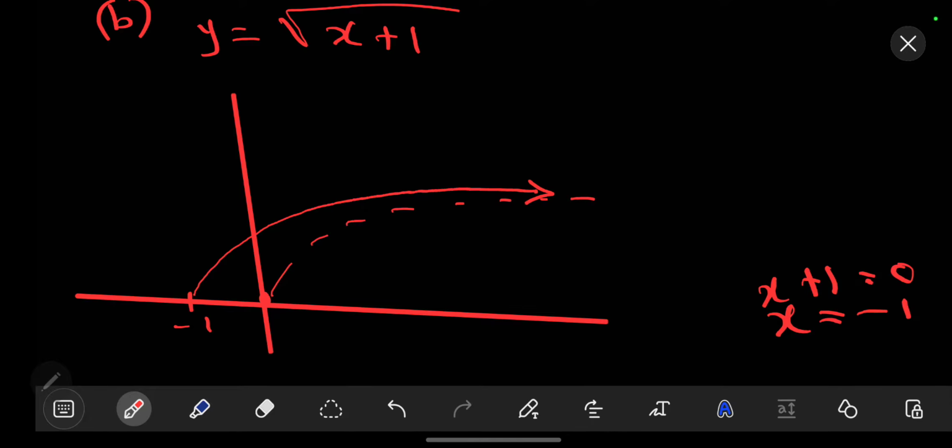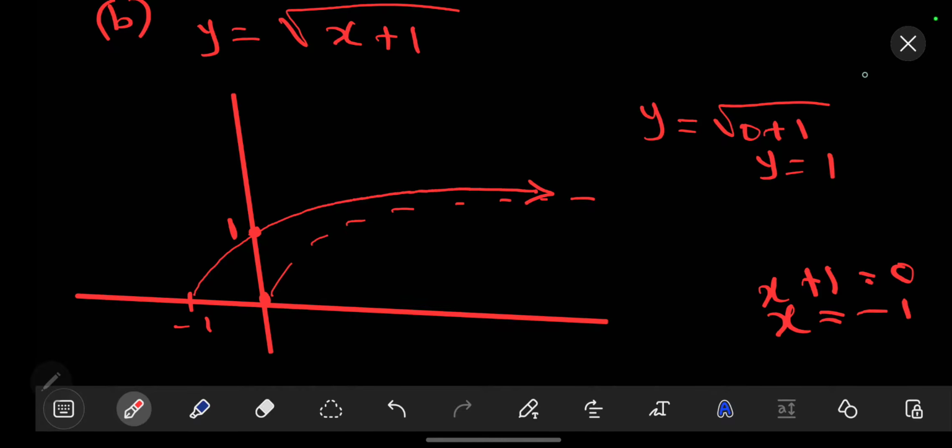So this is our graph, but we need to know the intercept of y. But we know that at the y-intercept, x is equal to 0. So all we can do is set x equal to 0. So we have the root of 0 plus 1, and y is equal to 1. So this point is y is equal to 1, like that.